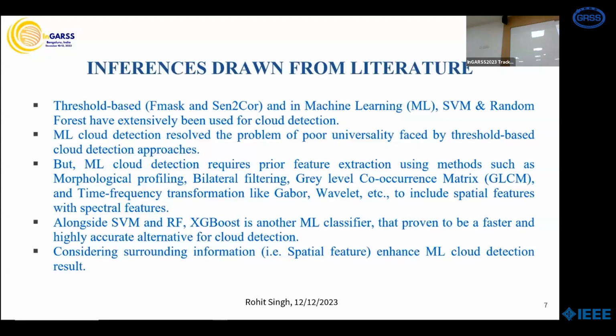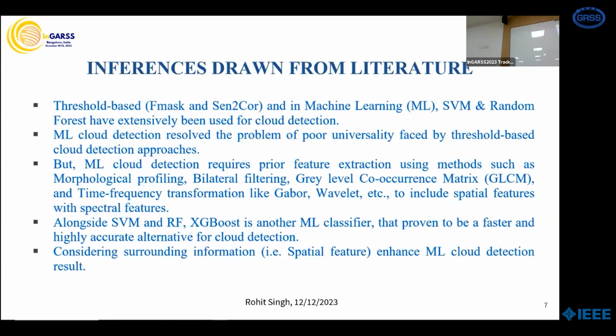Threshold-based methods usually have poor universality, meaning a threshold working for one image usually faces trouble with another image, so misclassification occurs. Machine learning handles this problem effectively, but it requires feature extraction to improve the features that are highly important for cloud detection. Feature extraction such as morphological profiling, bilateral filtering, and gray level co-occurrence matrices is usually applied in a window, and this gathers the spatial information required to effectively classify the cloud.